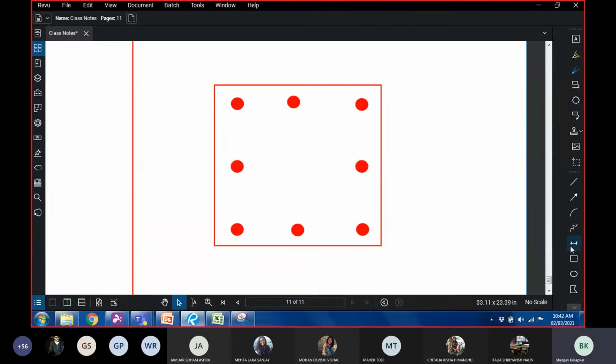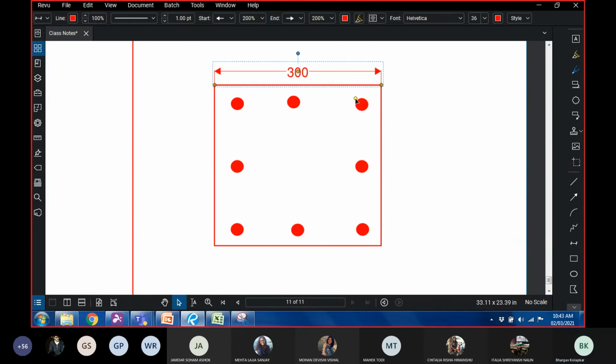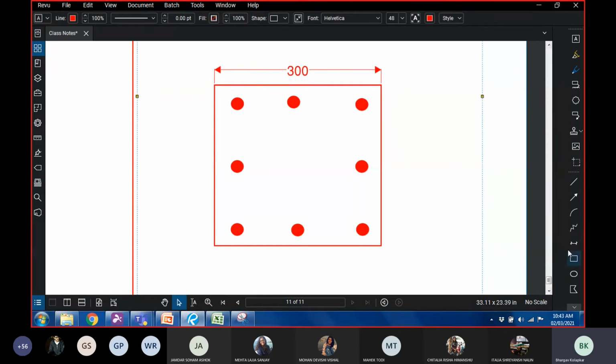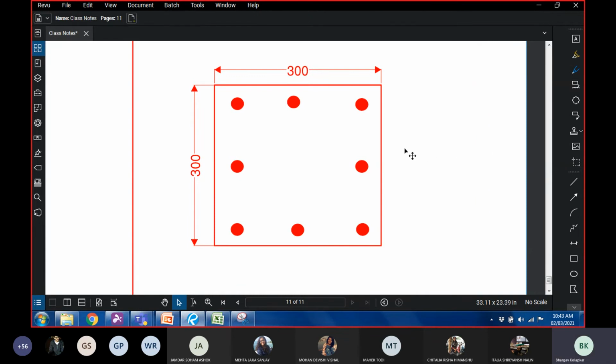This is the longitudinal reinforcement. What we have to mention here is the dimensions. So this is 300. Because the final output has to be a drawing, whatever we have done so far should be able to be communicated through this drawing. So this is a 300 by 300 column. Then we have to provide ties.